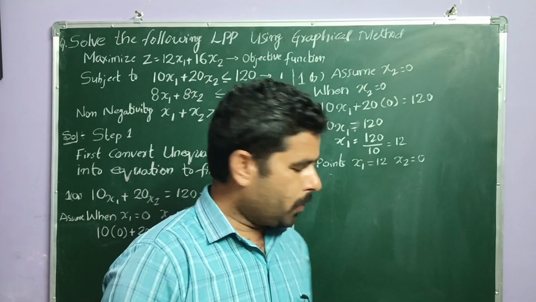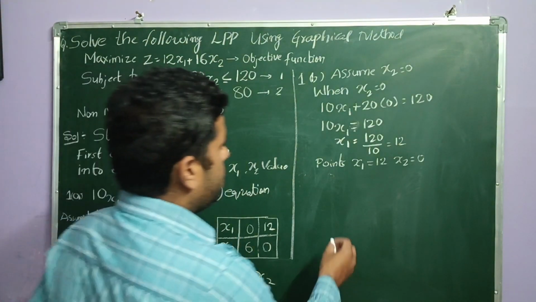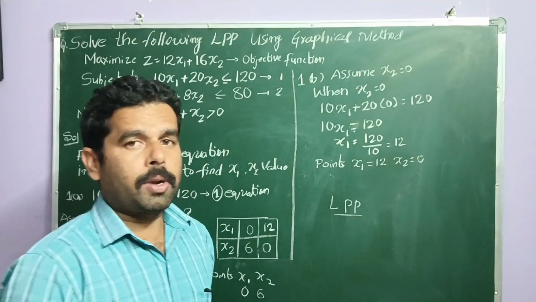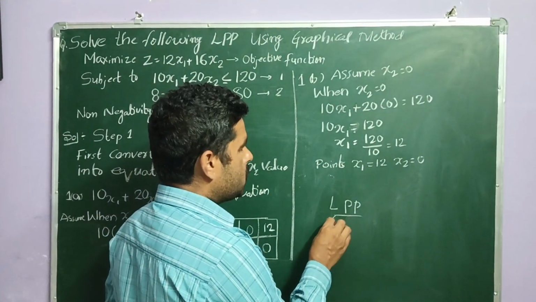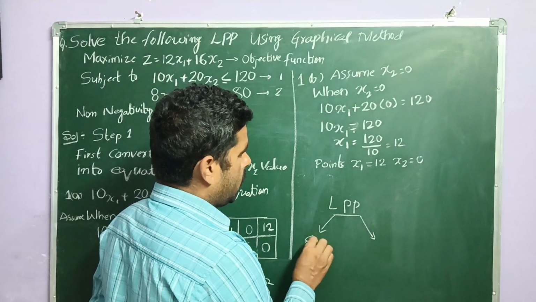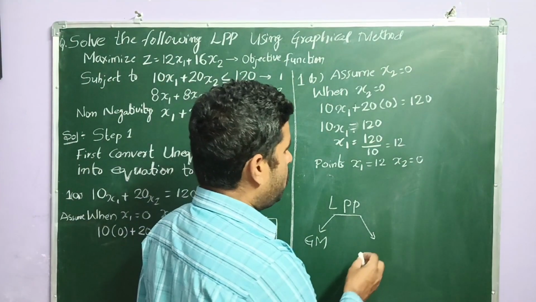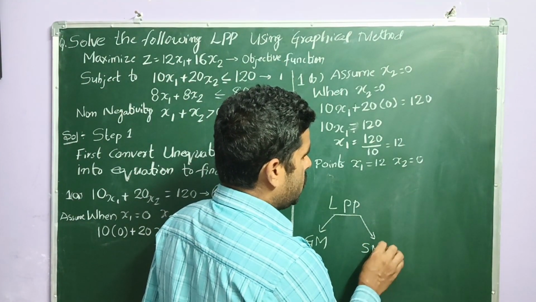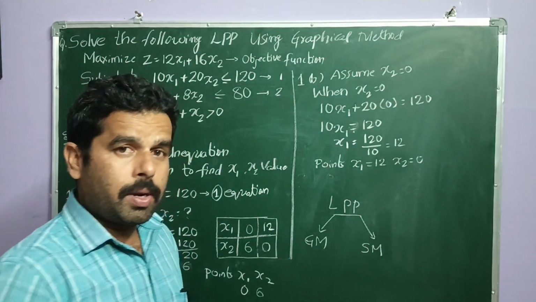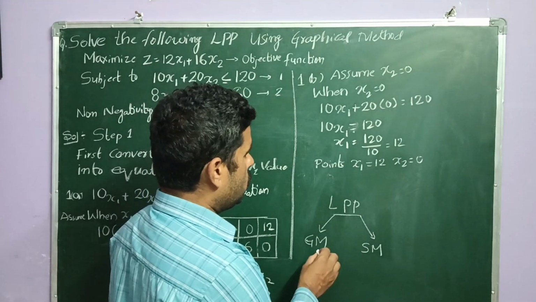So first we are going to discuss a linear programming problem. LPP is what we call a linear programming problem. The linear programming problem is divided into two. The first one is the graphical method, we call it GM. The next one is the simplex method, SM. These two methods are compulsory from the examination point of view, and they are very simple and very easy. Again, the graphical method and simplex method are each divided into two.